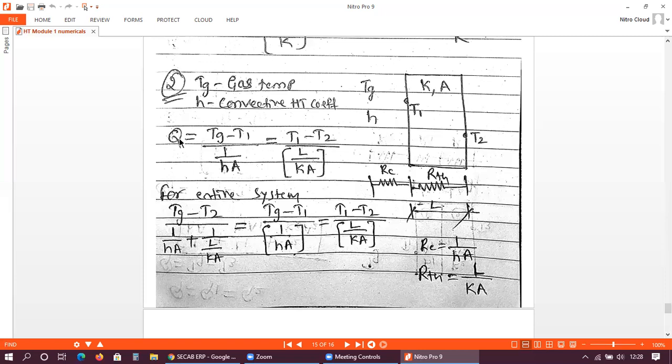Since the convective mode of heat transfer is there, the expression will be the temperature difference Tg minus T1 divided by 1 divided by HA. If you refer to your data handbook, you will get this 1 by HA as R for the convective mode of heat transfer. You can see RC here; RC is nothing but the resistance offered due to the convection medium, which is why we call it RC. Its value is 1 by HA, where H is the convective heat transfer coefficient and A is the area to which it is exposed.